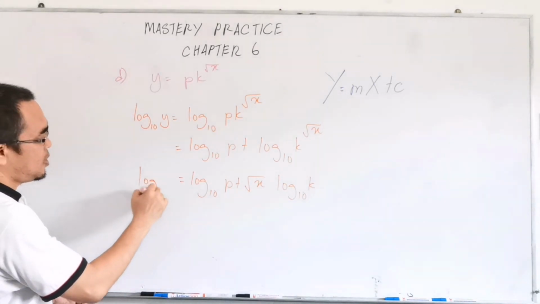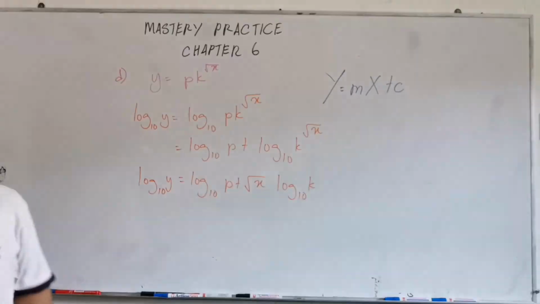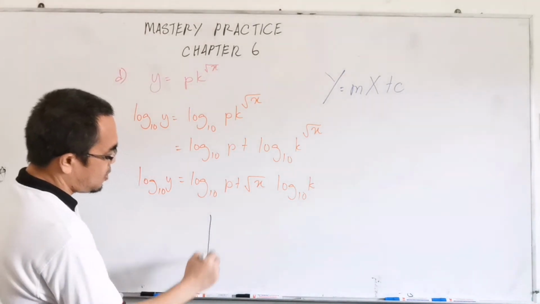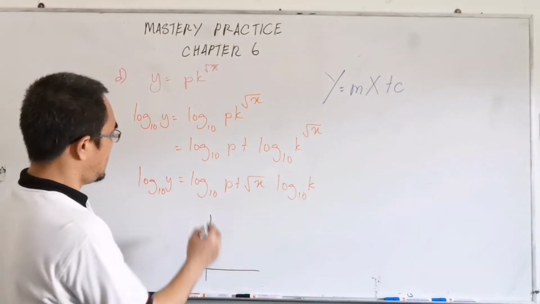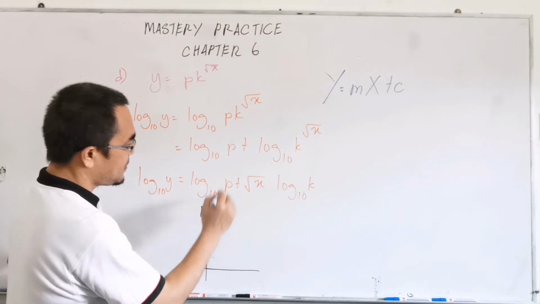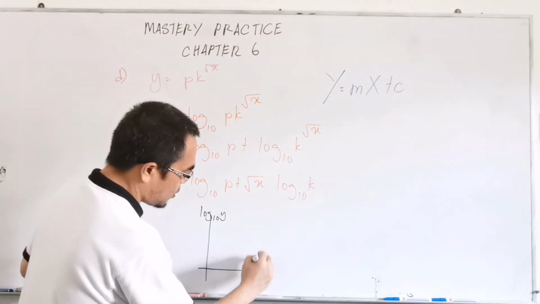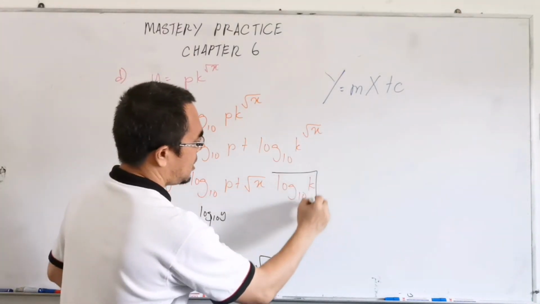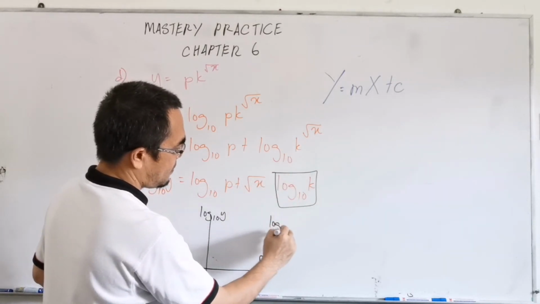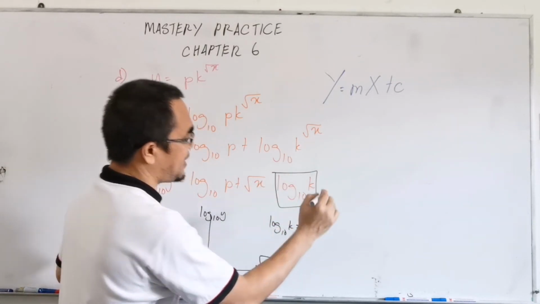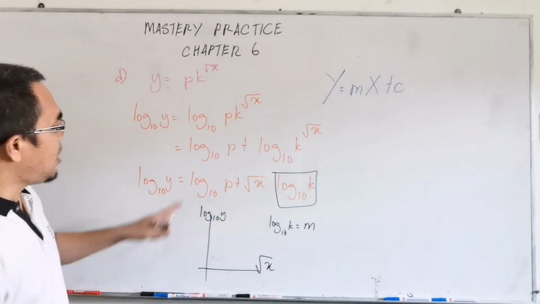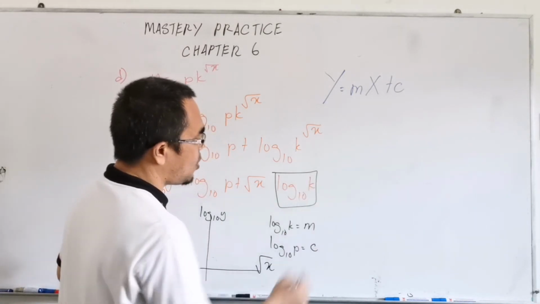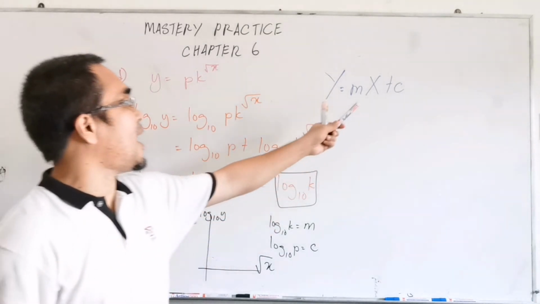And here is log 10 y. So the graph that you are going to draw is log 10 y against square root of x. This log 10 k represents the gradient, and log 10 p is the value of c of the straight line here.